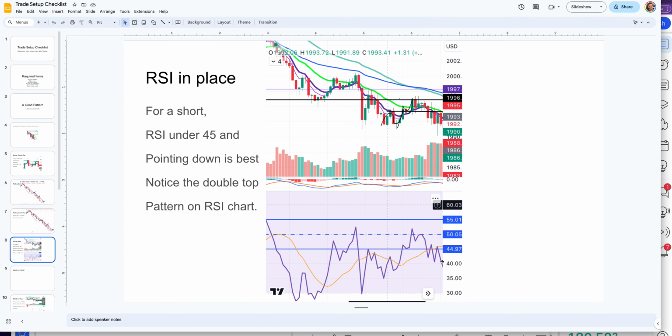RSI is very simple. It works on every time frame, but this is a 15-minute chart, and RSI is under 45, as you can see, and pointing down. That's exactly where you want it to be.